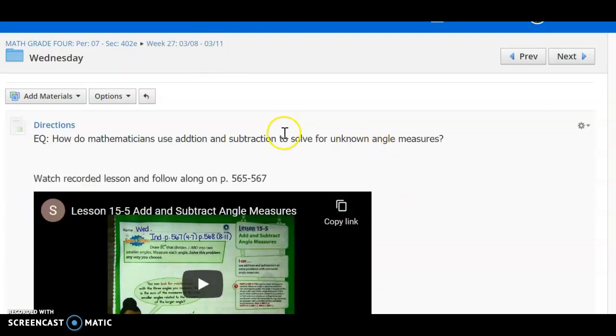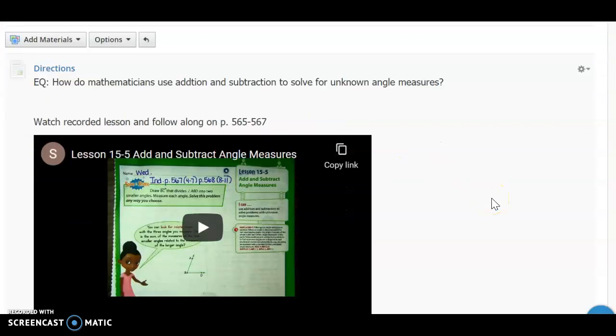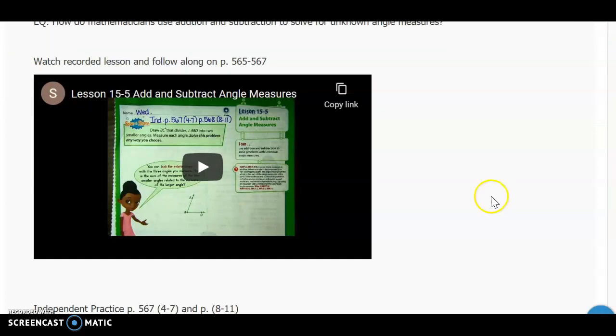On Wednesday, we're going to get into adding and subtracting to solve for unknown angle measures. So you do have a recorded lesson to follow along in the book. This is lesson 15.5. So you will notice that we did skip 15.3 and 15.4. Those lessons involve using a protractor.